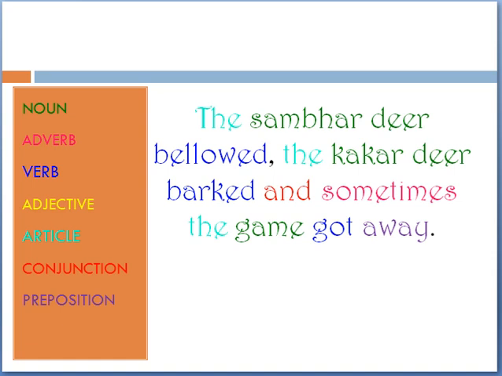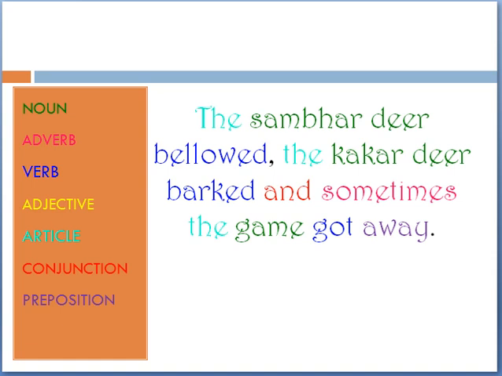The cocker deer barked. Here again we are not talking about one cocker deer, we are talking about the whole group of cocker deer. That is why we have used the article "the", and cocker deer is a naming word, so it is a noun. And barked again is an action, it is the sound a dog makes, that is barking. So here barked is a verb.